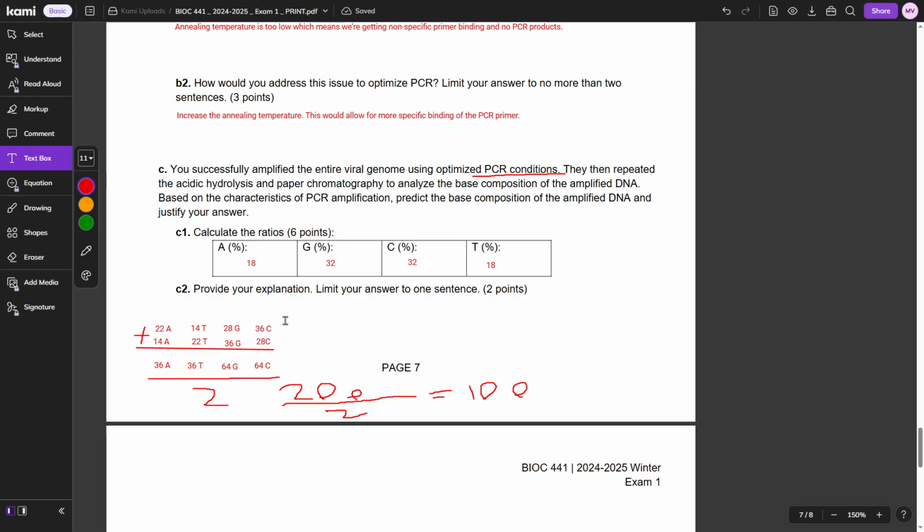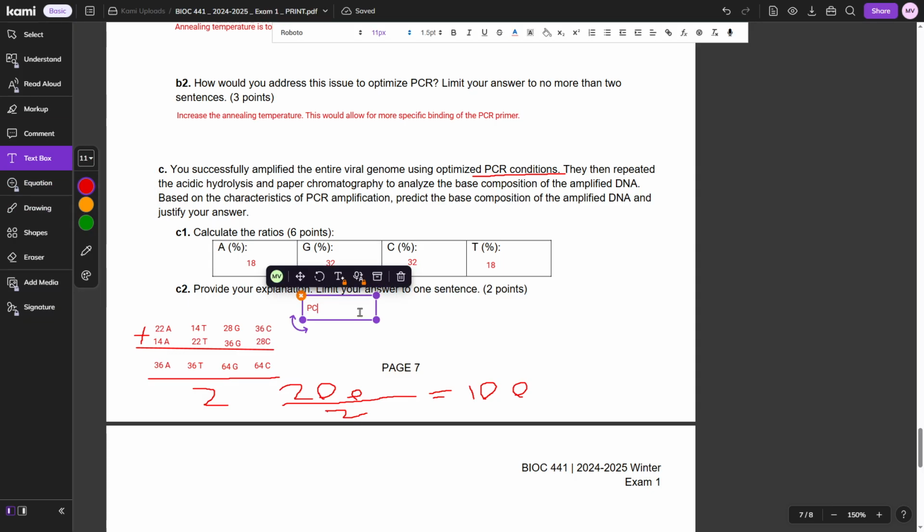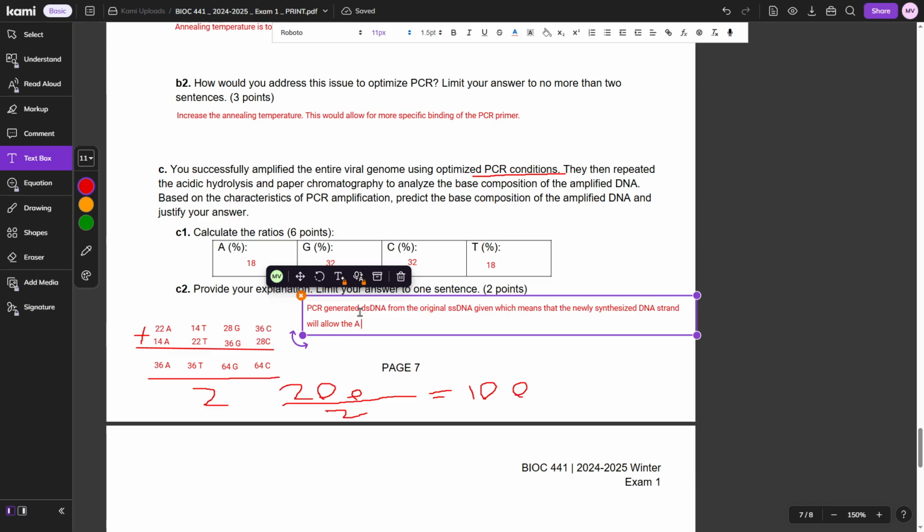So, and then for the explanation, provide your explanation. You could basically say, PCR generated dsDNA from the original ssDNA given, which means that the newly synthesized DNA strand will allow the A's and T's to be equal while the G's and C's will be equal. Done. That's what I would do.